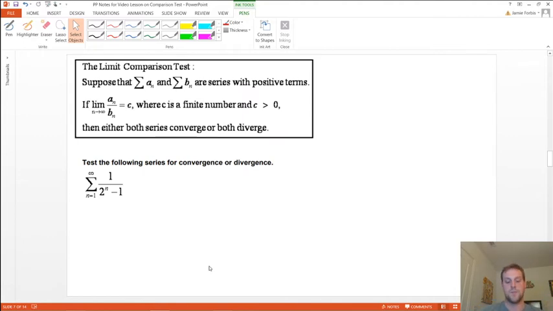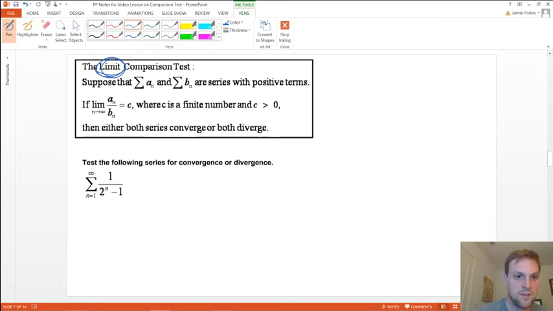All right, so using something called the limit comparison test. Very similar, but now we're discussing it as a limit. And you're going to notice this is very similar to the ratio test. It can be very mixed up with the ratio test. You just got to be careful.